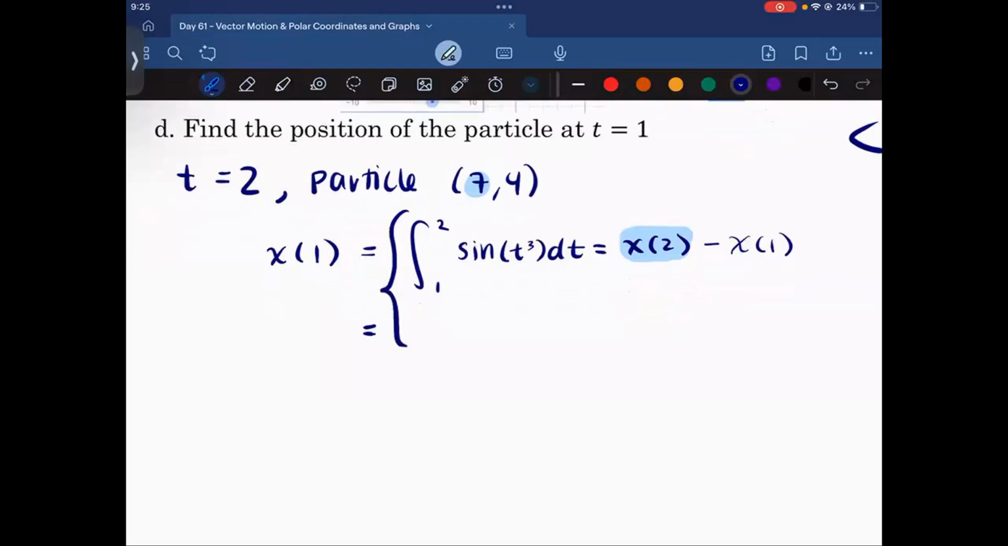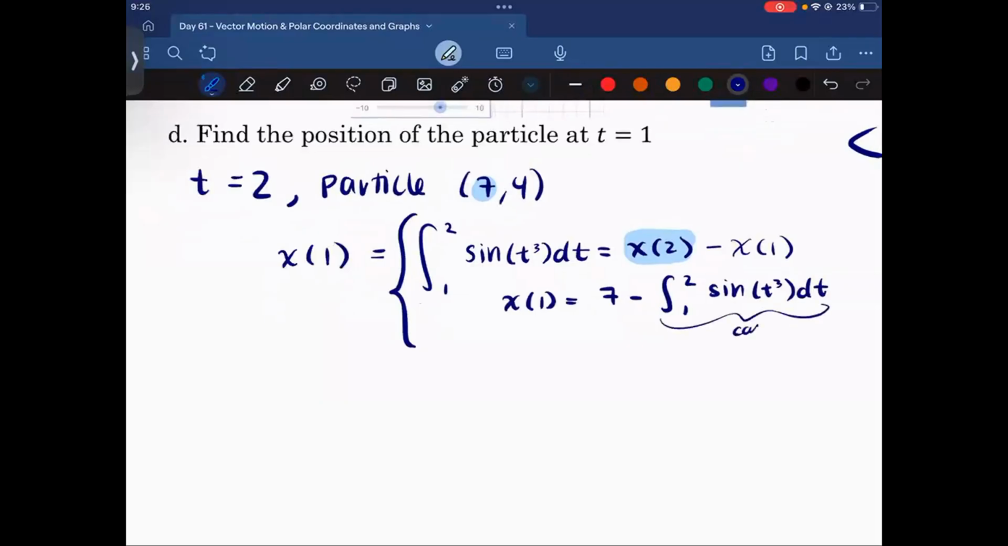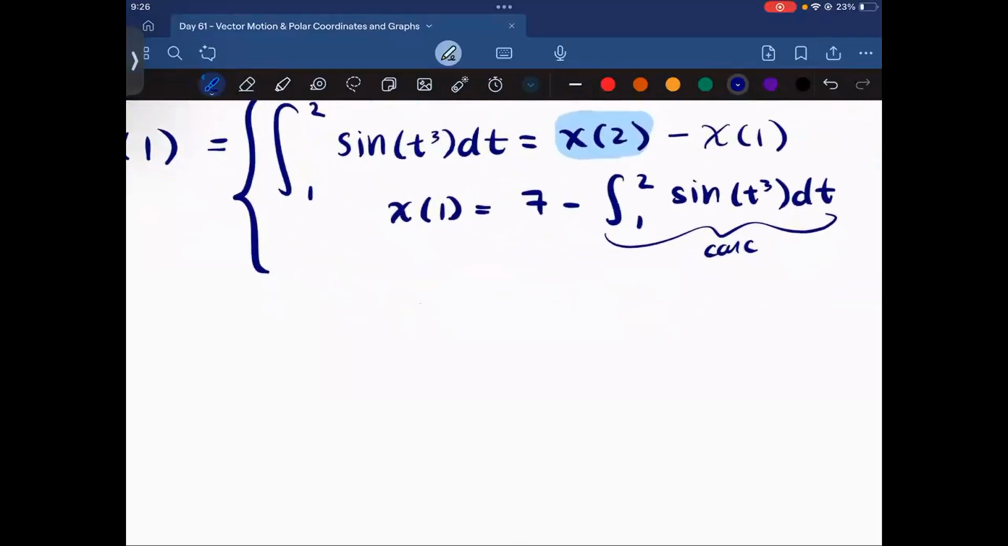Let's just put a little curly bracket here. This is just my work. So I'm just going to swap those out. So I have x1 equals 7 minus the integral of 1 to 2 of sine t cubed dt. And we can use a calculator for this. And we'll get 7. If you wanted to just jump this step, you could.